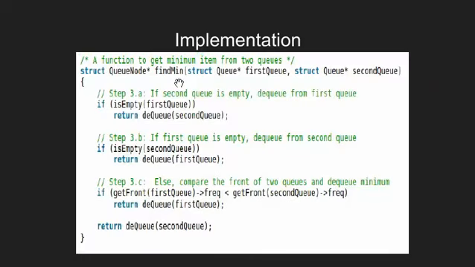This is the findMin function which gives the minimum frequency node by comparing the front of two queues. So if the first queue is empty, it dequeues the second one. If the second queue is empty, it dequeues the first queue. Okay, so these comments are wrong. Finally, if both the queues are non-empty, we compare the front of both and return the one having minimum frequency.